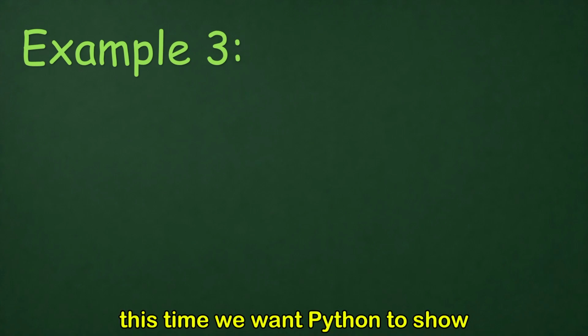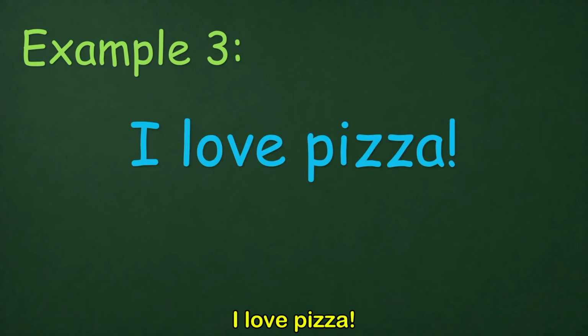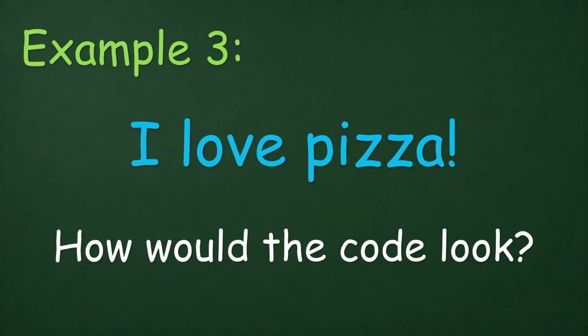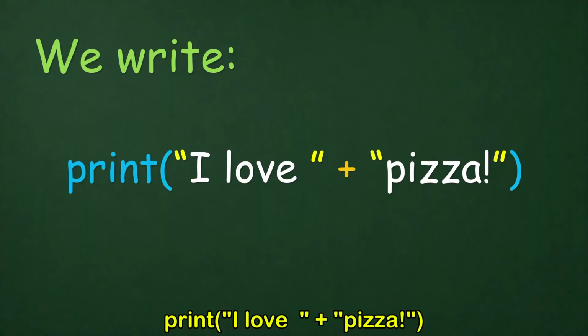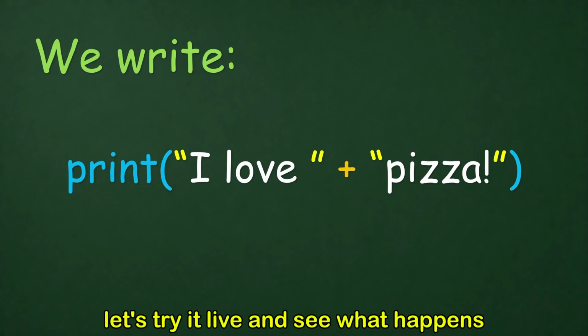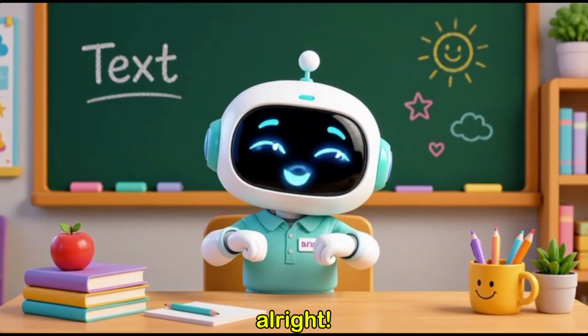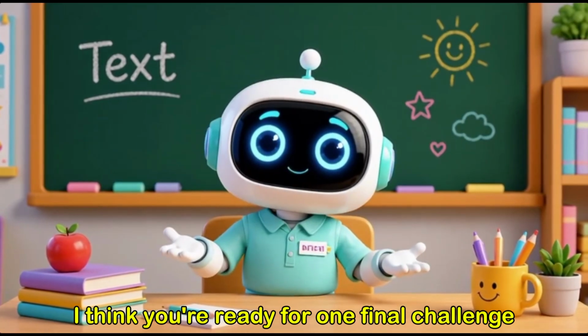Let's try another one. This time we want Python to show, "I love pizza." How would we write it? Take a moment to think about it. Ready? We write print "I love ", then the plus sign, then "pizza". Let's try it live and see what happens. And ta-da! I love pizza. Great job!